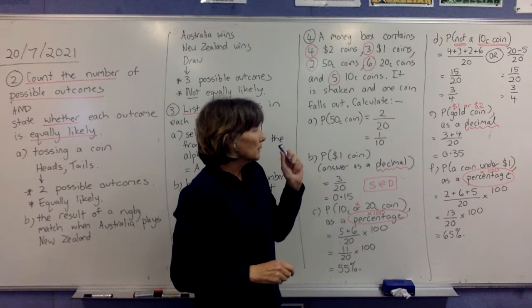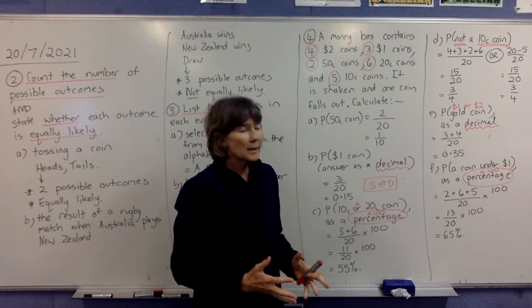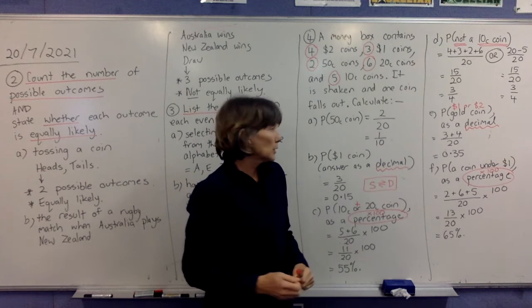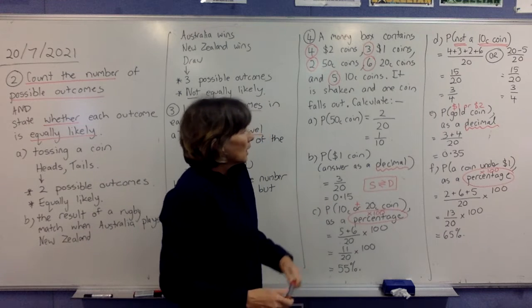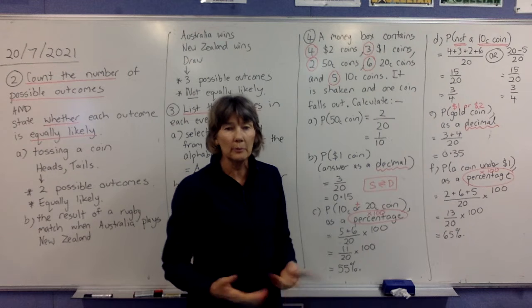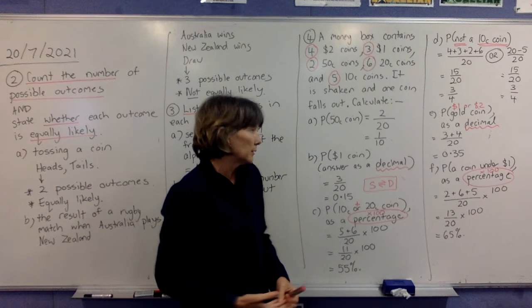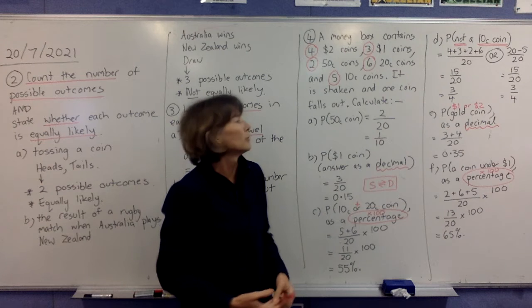All right, the next one, the probability of a gold coin as a decimal. So you can see how important it is to read these questions. There's a lot in them. A gold coin. You know from all the fundraising days we have, you bring in a gold coin, you bring in a $1 coin, or you bring in a $2 coin. They're the only gold coins we have.